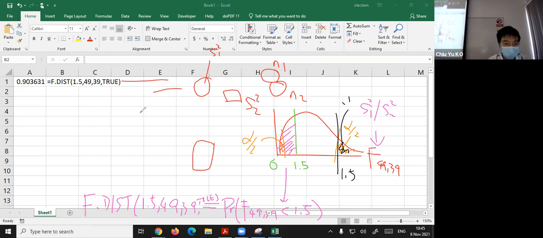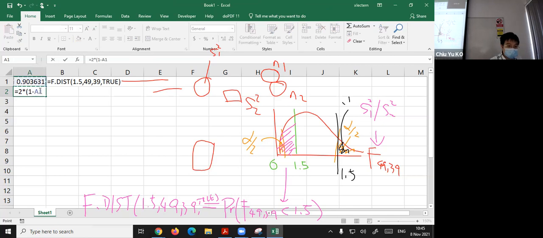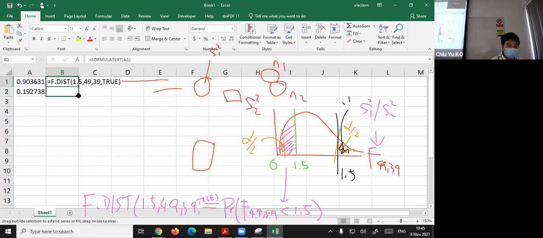Right? So basically the p-value should be subtracted from it and multiplied by 2, right? It should be 2 times 1 minus this guy. Okay. So the p-value would be like 19%. Is that clear how the p-value is being calculated?